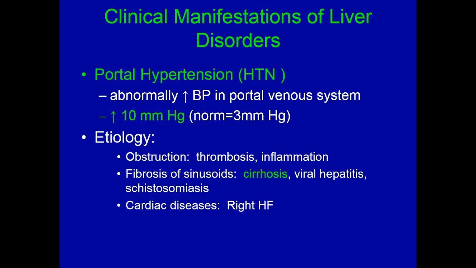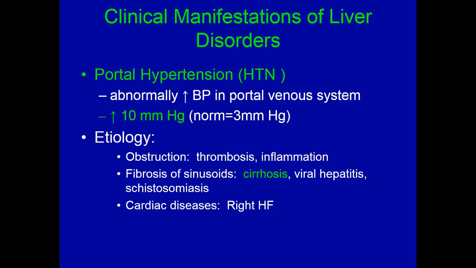So abnormally high blood pressure in the portal venous system is above 10 millimeters of mercury. Normal is around 3, so very low pressure, right? Our normal arterial pressure is what? On the systolic phase, it's like 100 average, right? So very low pressure system.